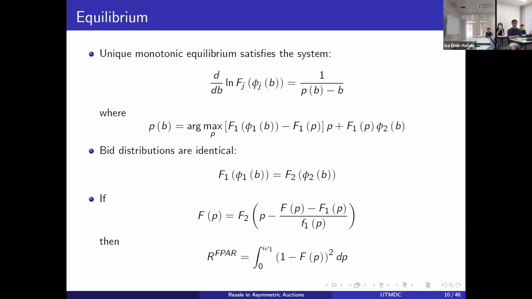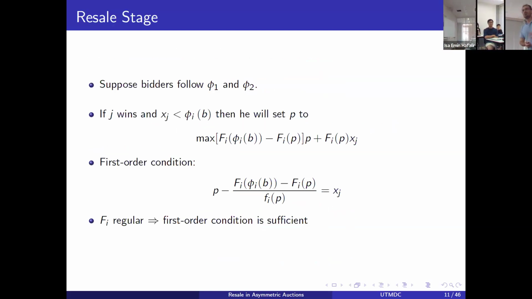Okay, let's continue. I'm going to give you a little bit more information about basically how we solve. And as Koji asked previously, we need to start with the second stage. Let's start with the resale stage. So let's say that, okay, I'm going to go back to weak and strong.